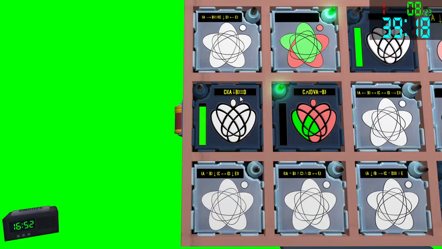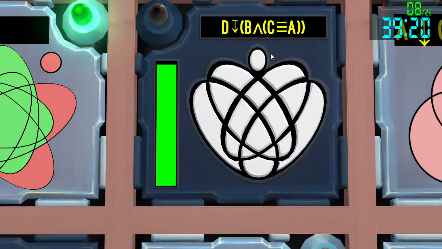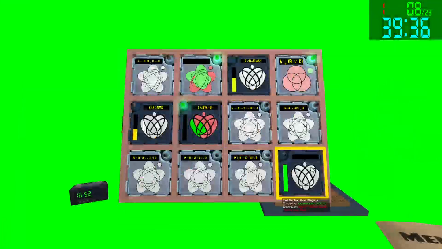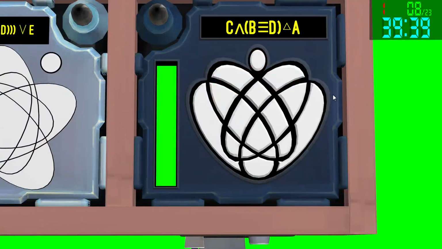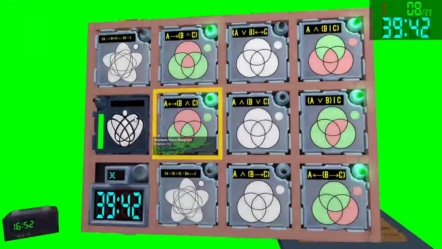This has an XNOR. I don't want to deal with that. This has an XNOR. Or okay, actually. Okay, no, I don't want to figure this out. This has an XOR, I don't want to do that.